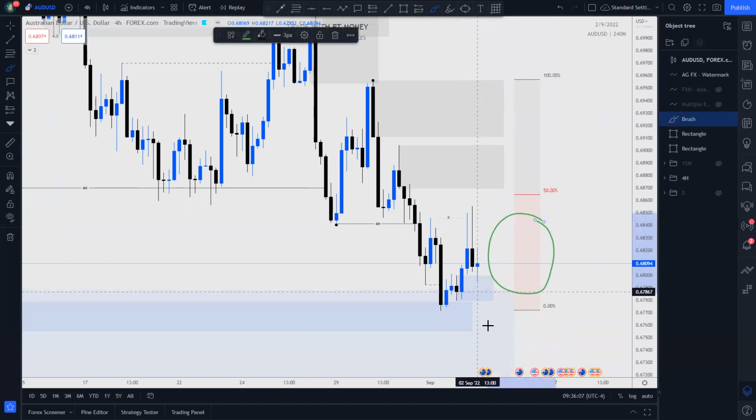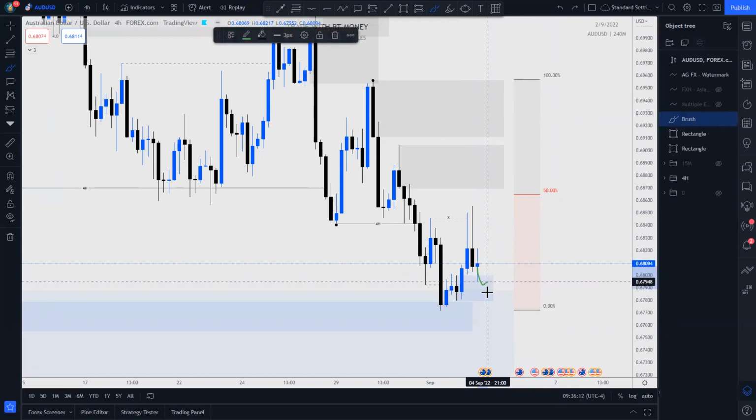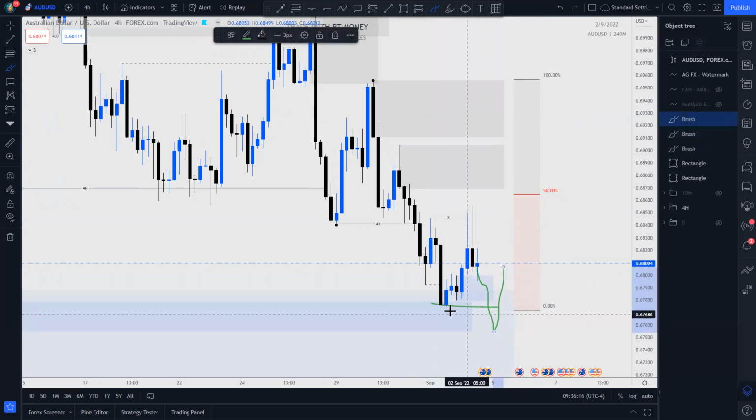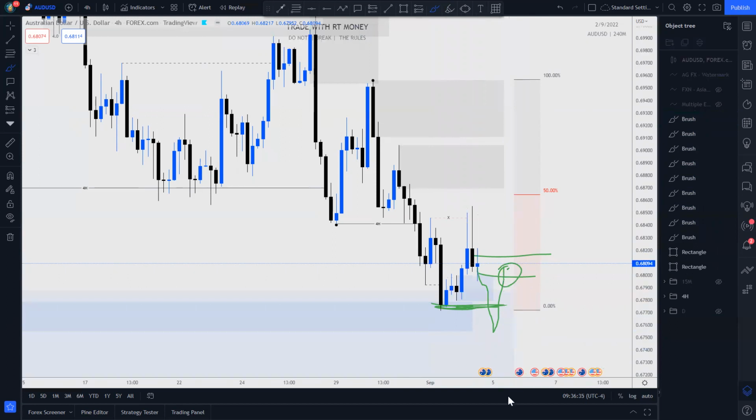All right. But if demand fails, then it gives me authorization. It gives me clearance to start taking shorts. You go to the supply zone that is responsible for the violation of this demand zone, and you take your high probability trade from there.